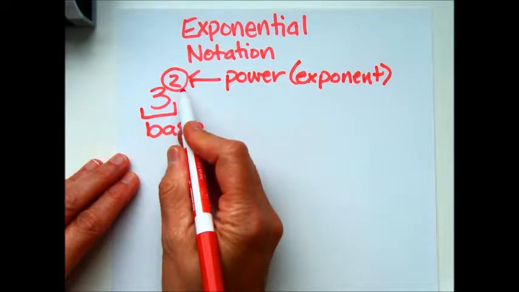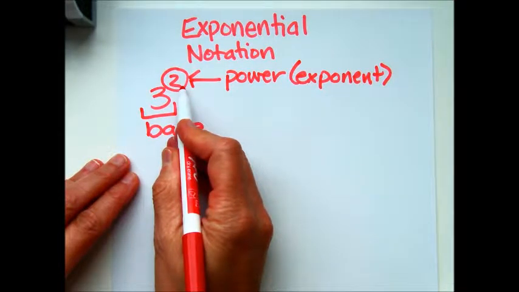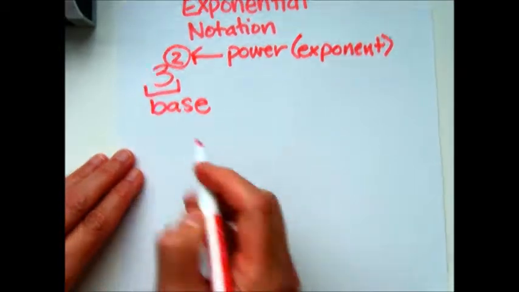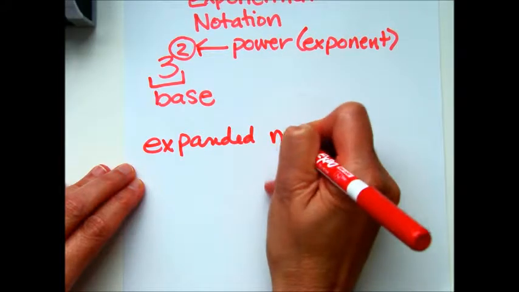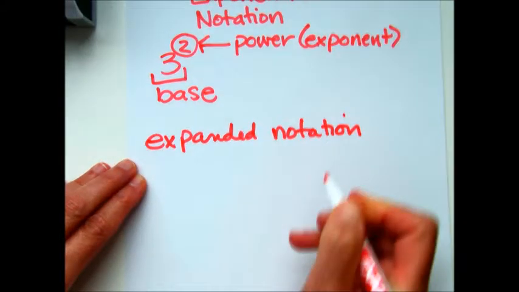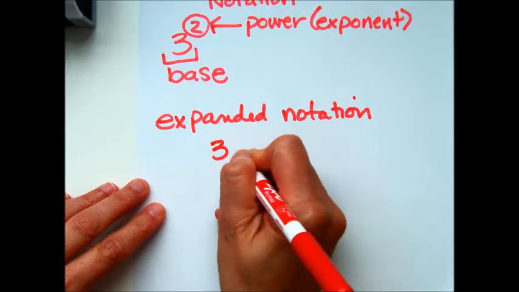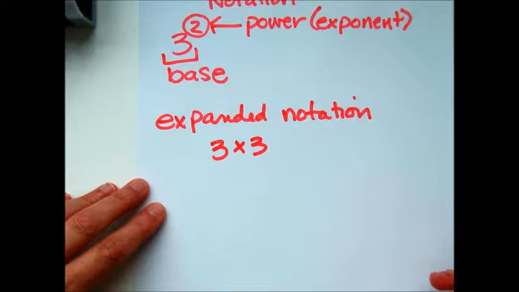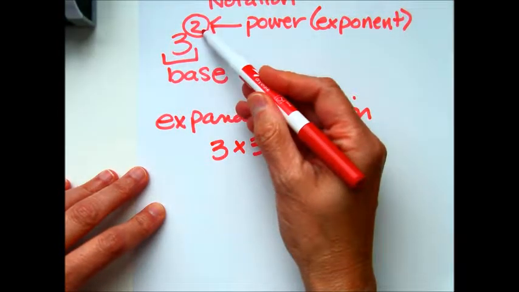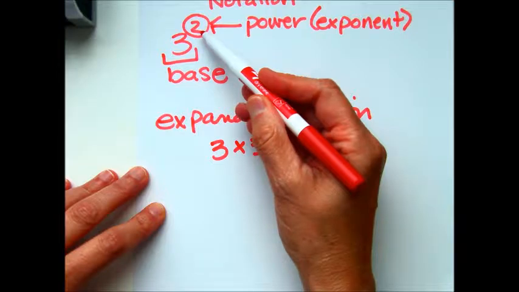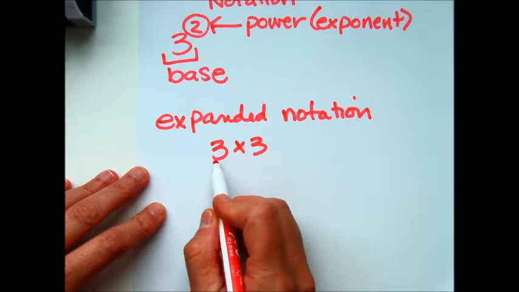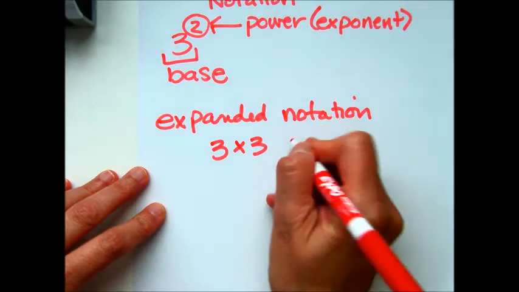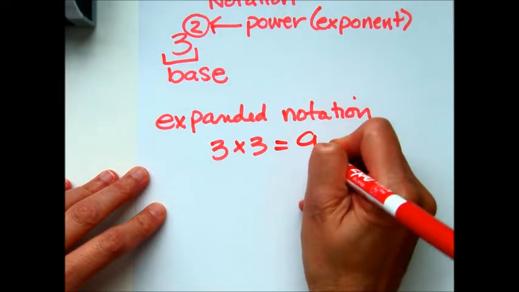Now, the exponent tells you how many times you're going to multiply the base. So, in expanded form, or expanded notation, that's going to look like this, 3 times 3. Notice it's not 3 times 2. This 2 is only telling you how many times you want to multiply the base. So in this case, you can see we've got 2 3s. We're going to multiply the 3 to itself twice. So 3 times 3 is going to give us 9.